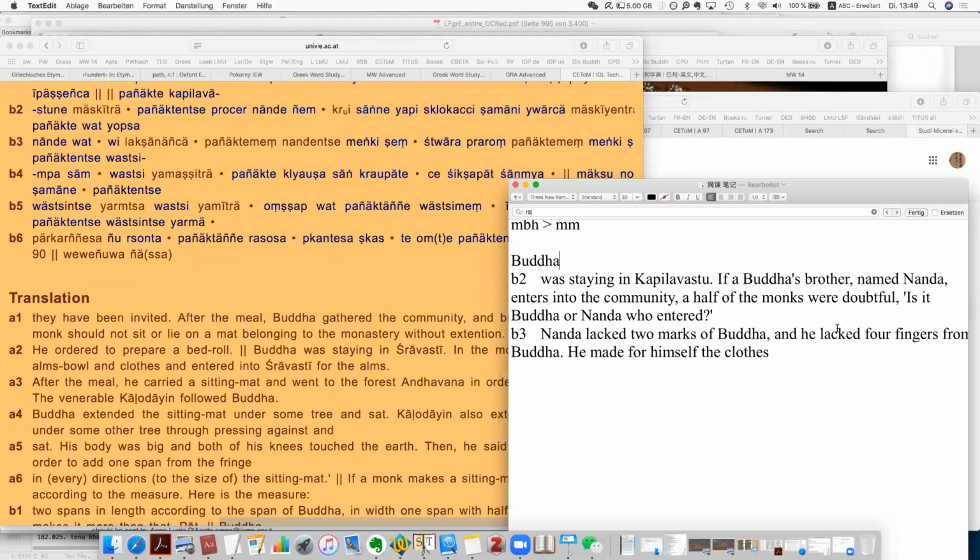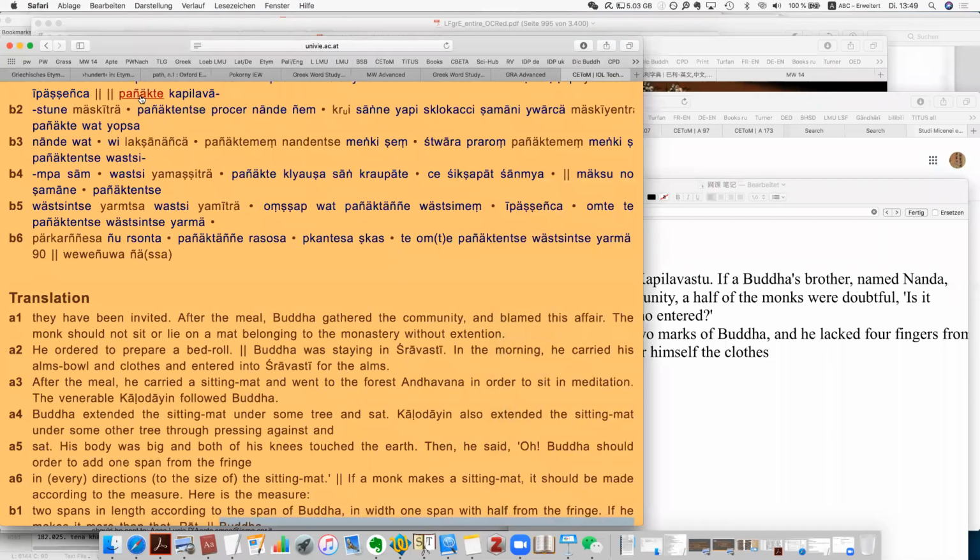So the English translation is a little bit strange. It does not mean that Nanda has only 6 fingers. It means that he is shorter. Buddha is taller, Buddha is higher, but his brother is shorter. It does not mean that he has only 6 fingers. That's a little bit strange. He made for himself the clothes and so on. So let's read from here. So Panyakte is Buddha. You all know that. Panyakte, this is Buddha. And then Kapilavastu, it's a Sanskrit loan word.